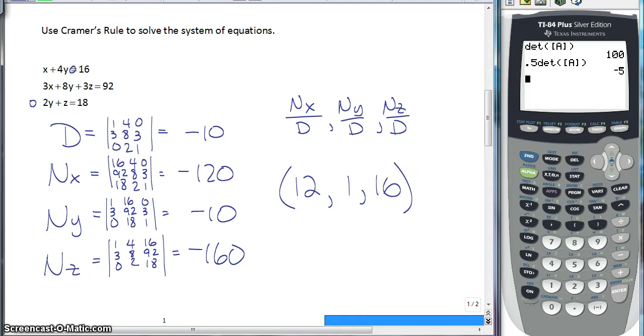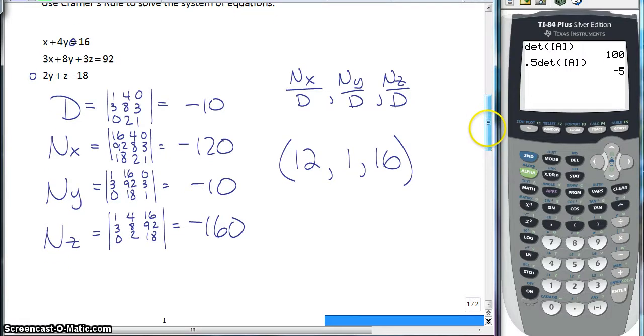Now, you may not believe this, but in the next video, I'm going to show you how to do this in a much quicker way than solving by hand or by determinants combined. But until then, this is your next option with a calculator. Okay?